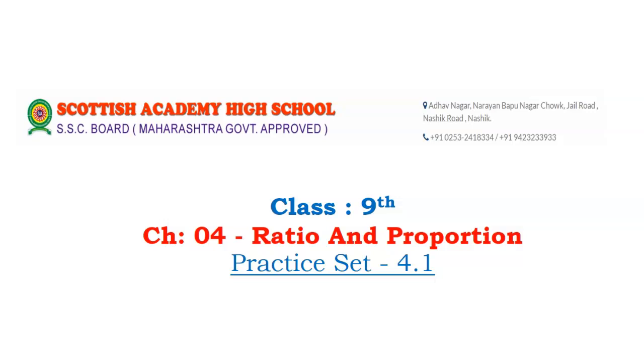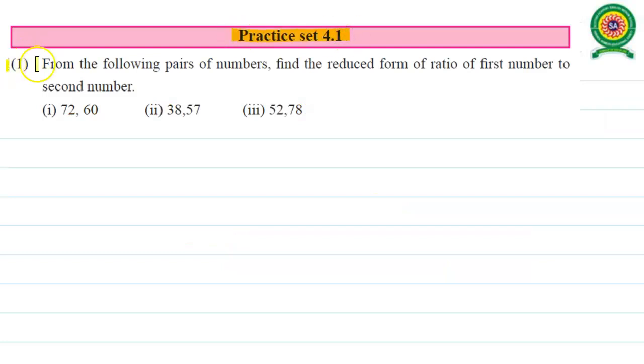Hello everyone. In this lecture we are going to discuss class 9th topic, that is chapter number 4, ratio and proportion. Within it, practice set 4.1. So within practice set 4.1 we have first question: form the following pairs of numbers. Find the reduced form of the ratio of first number to the second number.